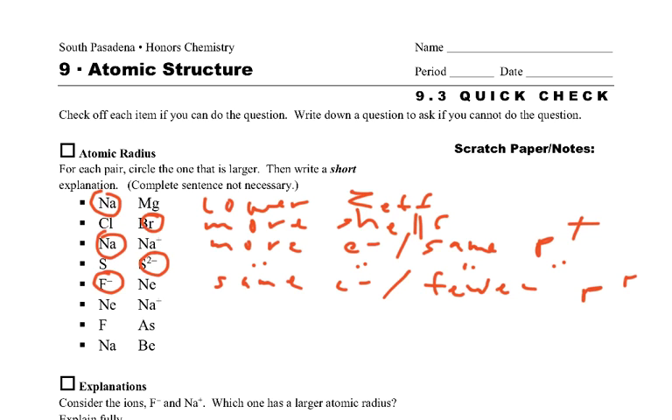Okay, neon and sodium plus, again, those two are isoelectronic. They have the same number of electrons. But now which one has fewer protons? Neon has 10, sodium has 11. So neon's going to be the larger one.